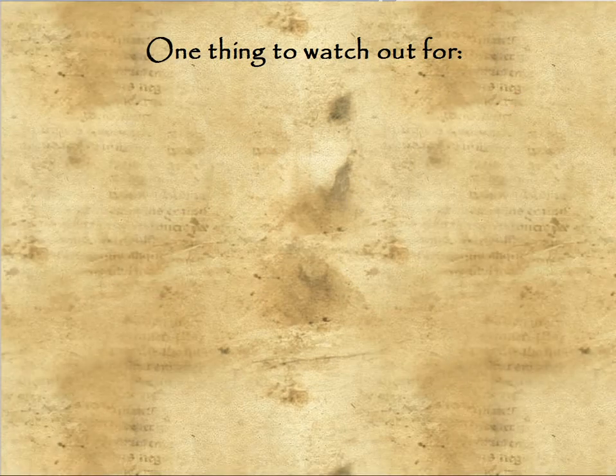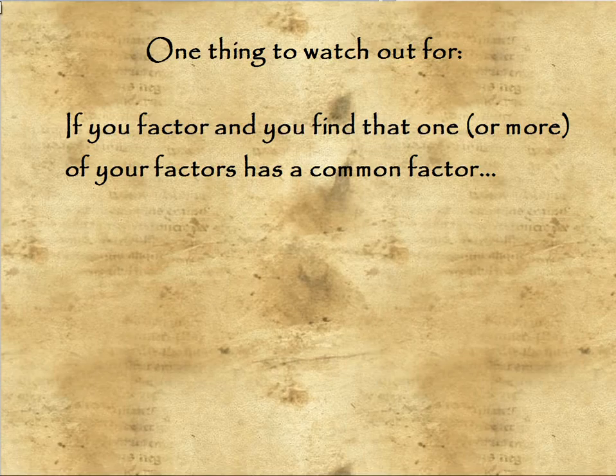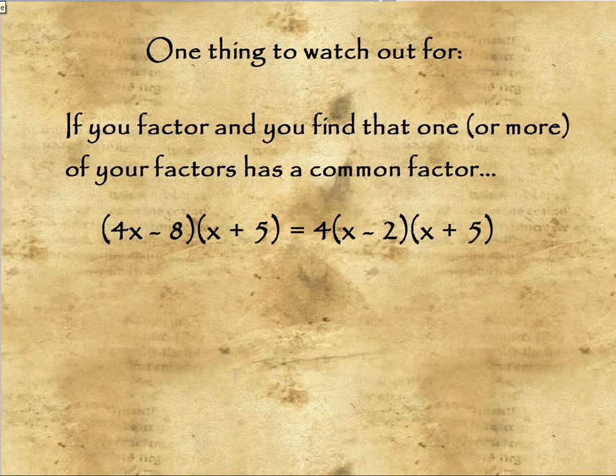One thing to watch out for as you're doing this factoring: if you factor and you think you're at the very end and you find that one or more of your factors has another common factor, you need to take care of that. Let me show you what I mean. Let's say I ended up with these two factors. Notice how the first factor has both a 4 and an 8. They still have another factor in common. So I would pull out that 4 and be left with an x and a 2. The right-hand side is completely factored.